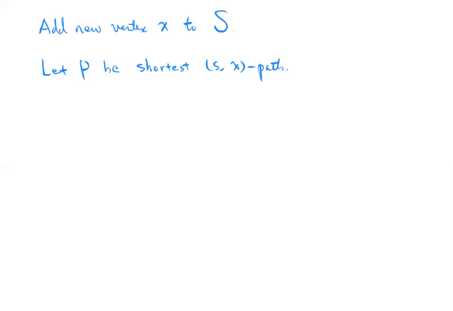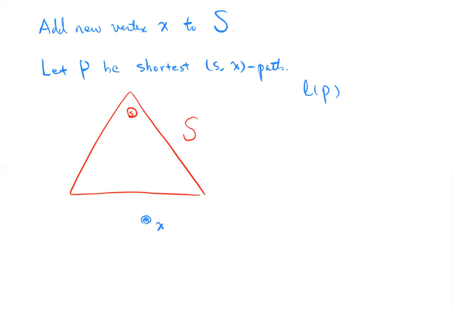All right, so we have the source here. Here we have a set of visited vertices S, and then we add one new vertex X. So this new vertex is added. Consider the shortest path. If the length of the shortest path equals delta X, then we are done, of course, because the distance is set to be the length of the shortest path, so it satisfies the property.